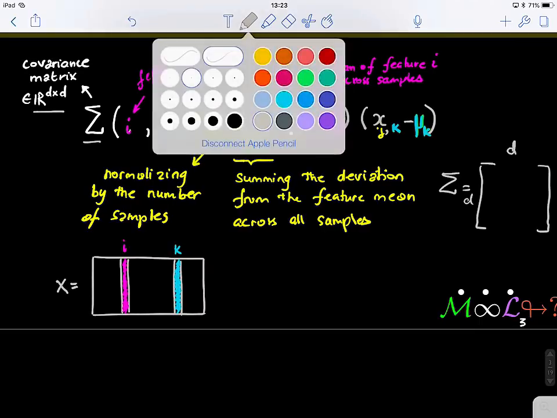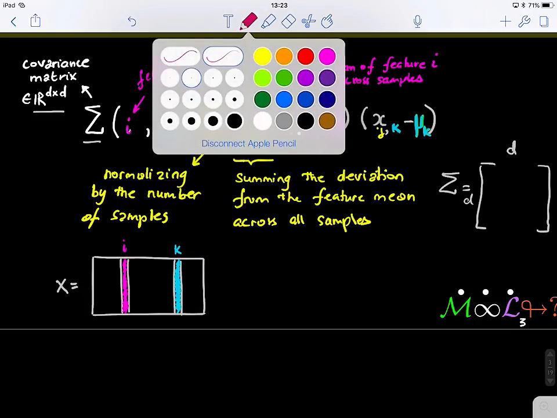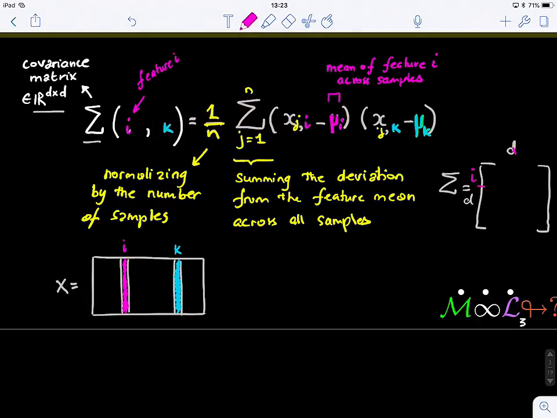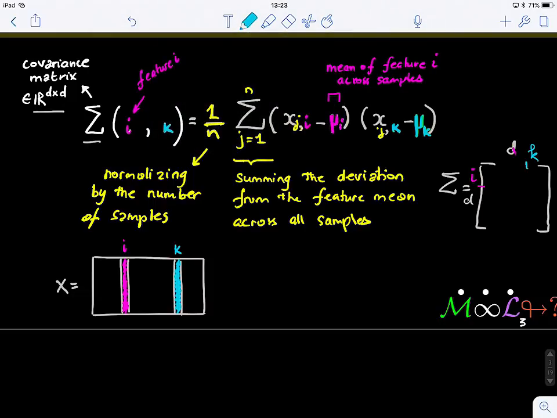And then here what we are computing is the ith element, the ith feature or dimension. So this is feature I. And then we also take feature K. And right here at their intersection, we compute sigma of IK, their covariance. How do we compute their covariance? It's actually very simple. If you can get this, you'll never forget what covariance is.